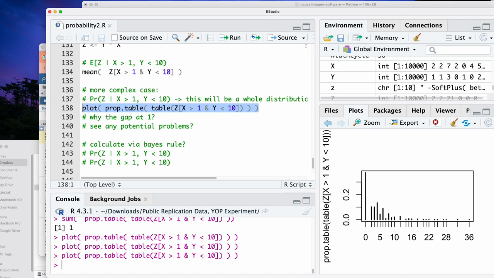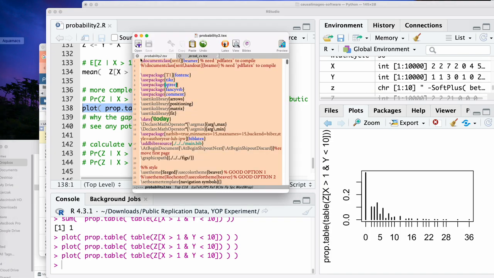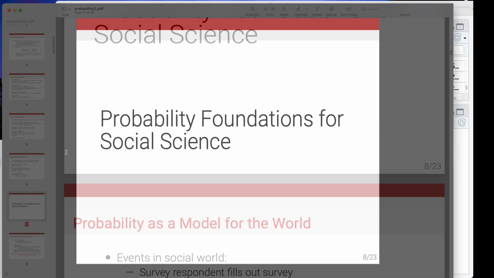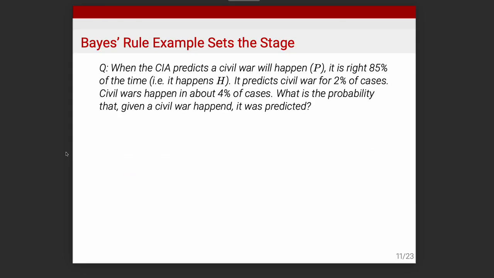So we had some thoughts about things we can do to tweak this for next time. But before we talk about that, let's just go through some of the materials for today. This is reviewing material that can be somewhat challenging. Remember how last time we introduced this example of the CIA predicting when civil wars will happen. In that case, it's right 85% of the time that it predicts it's going to happen. It predicts civil war in 2% of cases. Civil wars happen in about 4% of cases.